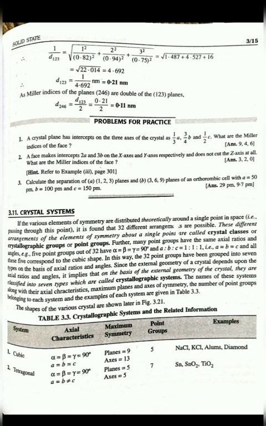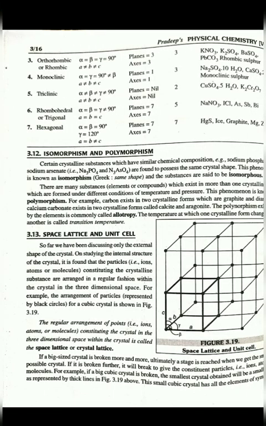Third system, orthorhombic or rhombic. Alpha equal to beta equal to gamma equal to 90 degrees, a not equal to b not equal to c. 3 planes, 3 axes, 3 point groups. Examples: KNO3, K2SO4, BaSO4, PbCO3, rhombic sulfur. Fourth, monoclinic. Alpha equal to gamma equal to 90 degrees not equal to beta, a not equal to b not equal to c. 1 plane, 1 axis, 3 point groups. Example: Na2SO4.10H2O, CaSO4.2H2O and monoclinic sulfur.